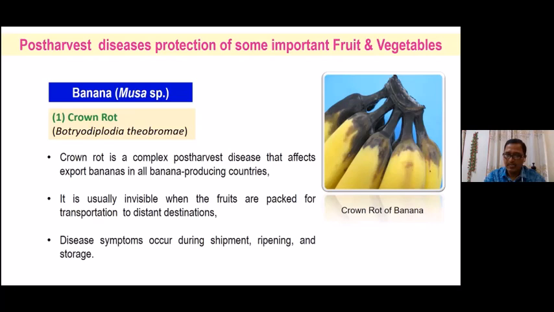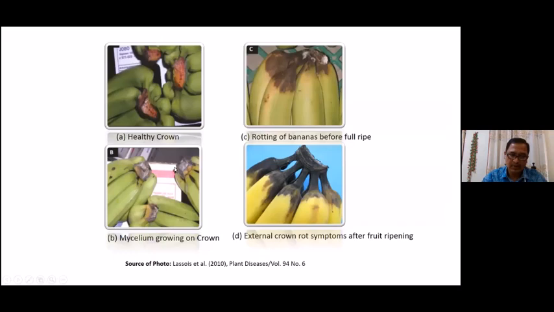Here are some pictures: a healthy crown, and then mycelium growth in the crown. Mostly the external side is rotten during storage, and finally the whole fruit becomes unmarketable or unsafe for consumption.